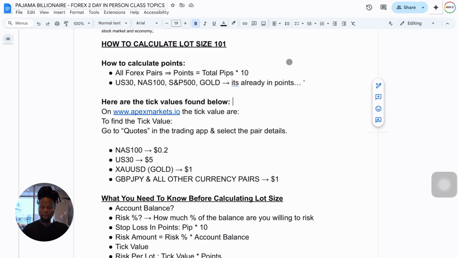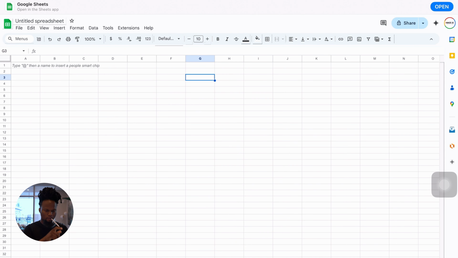So how to calculate points. The thing about it is currency pairs are already in pips. So you want to convert it to points to get it in a format that is easy to manage and get the lot size calculation, right? I'm going to teach you how to do this raw. You can build your own Excel sheets if you want, but we also provide Excel sheets. So all Forex pairs are in points. The point is basically the total pips times 10, right?